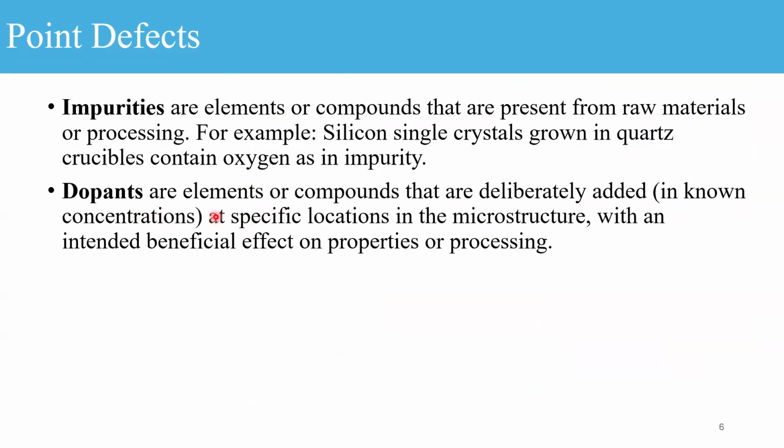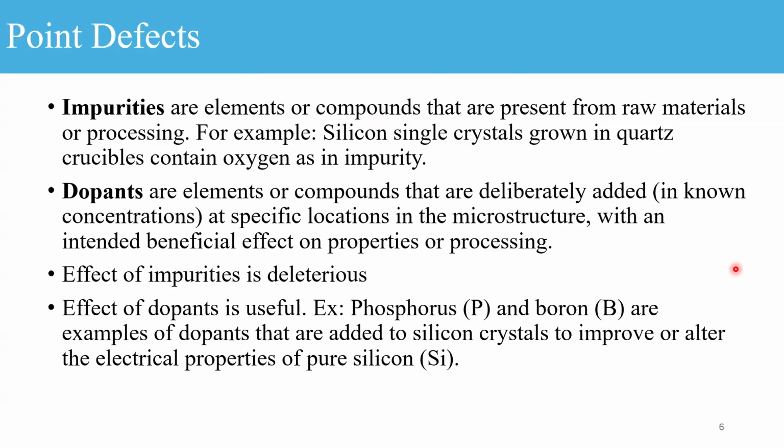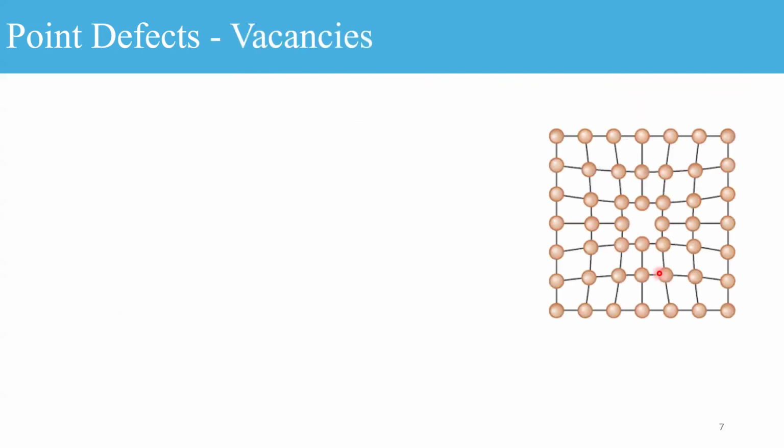And then there are dopants, which are the elements or the compounds that are deliberately added in known or calculated concentration at a specific location in the microstructure with an intent to get a beneficial effect on the properties or processing. So the effect of impurity is deleterious, or harmful, to the material of concern, while the effect of dopant is useful, it is used to enhance the properties. For example, phosphorus and boron are examples of dopants that are added to silicon crystals to alter the electrical properties of pure silicon.